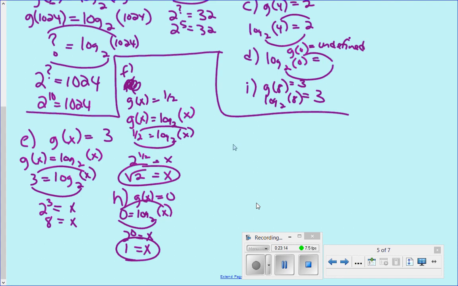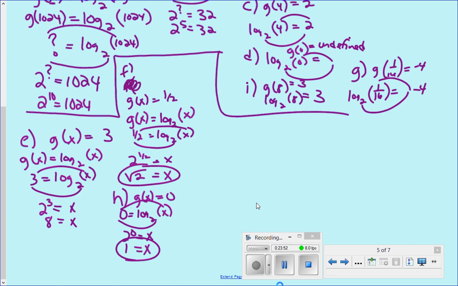Okay, the last one that we didn't do yet, we skipped G. So let's go back and look at G. I'll put it back here because in part G we know the x value. So G of 1/16 means log base 2 of 1/16 is equal to whatever. So 2 to what power gives me 1/16? Well, I know 2 to the -4 is 1/16. So the G of 1/16 is -4. Okay, so that takes care of all the problems we did in class today.